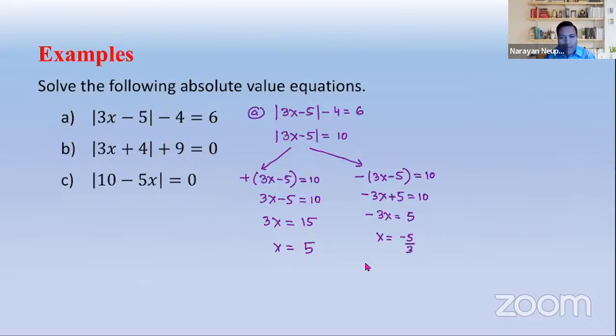So we get two values of x. One is positive 5 and the other one is negative 5 over 3. So we can finally write our answer, x equal to 5 and negative 5 over 3. So you can clearly see there are two values of x that will satisfy the given equation.